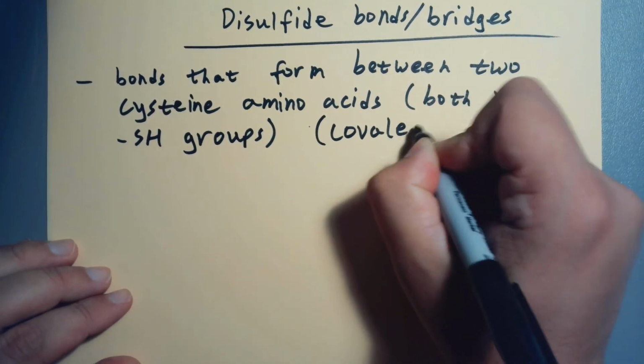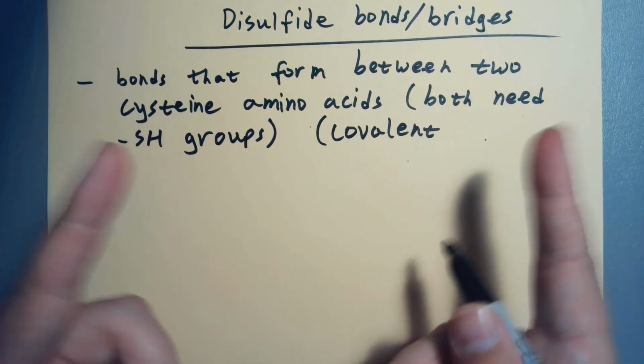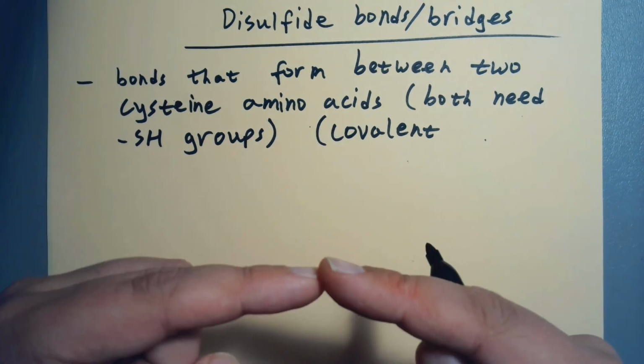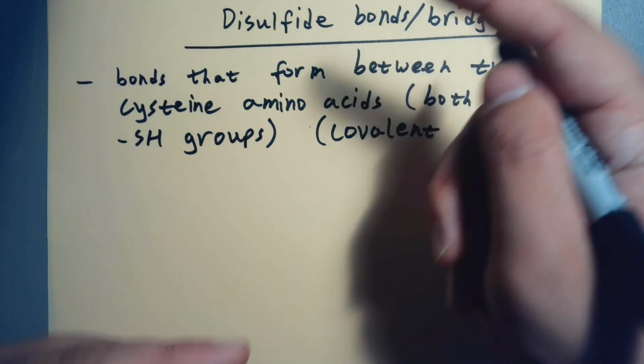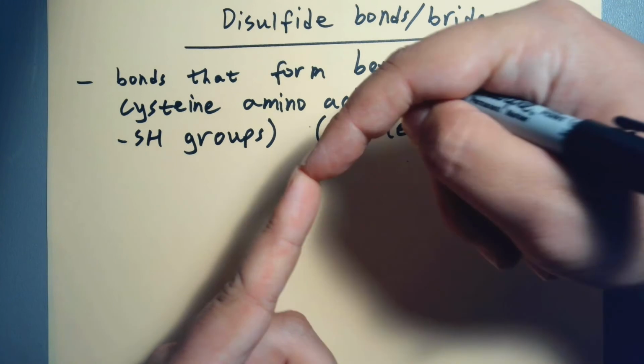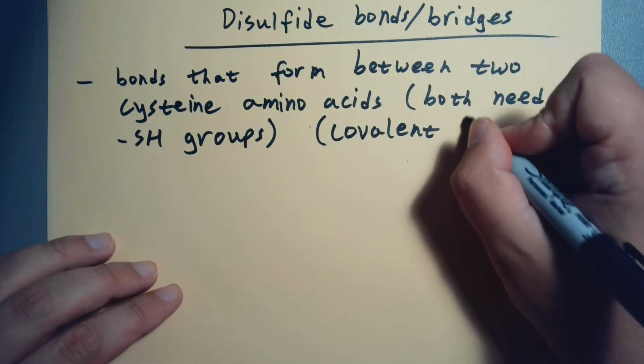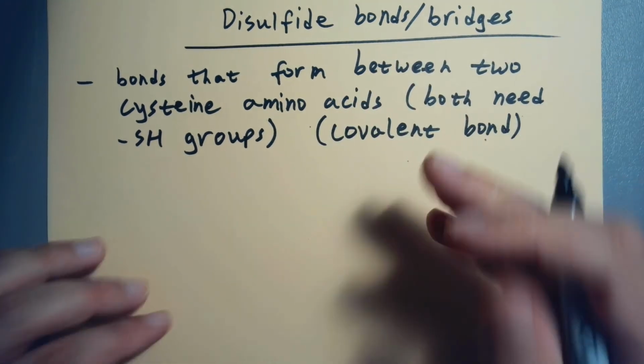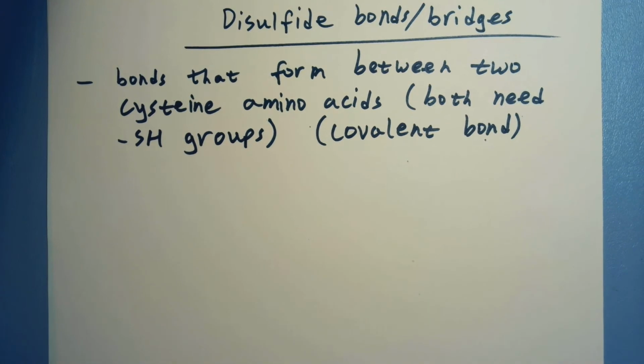So it's a very strong way of holding two amino acids that aren't in the chain next to each other. They could be thousands of amino acids apart, but you can connect them with a disulfide bond. And a covalent bond is stronger than any attractive force.